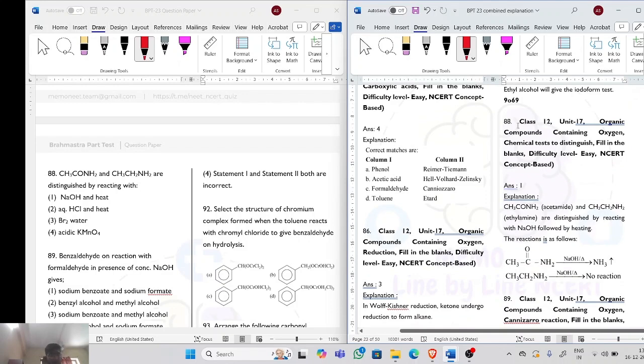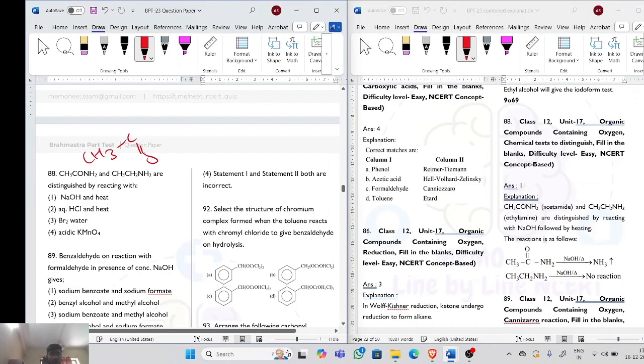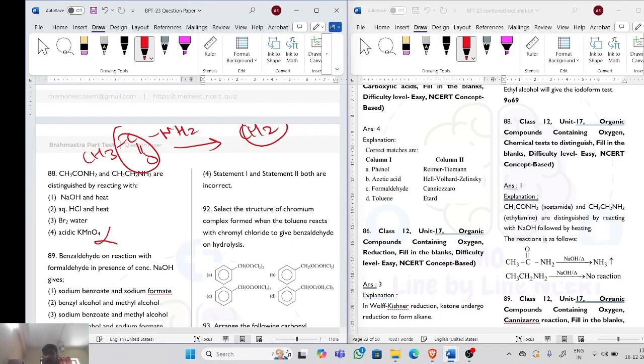Now question number 88. We are given CH3-CO-NH2, and we want this group to reduce to a CH2 group. Which of the following reactants can we use? First of all, acidic KMnO4 is used for oxidation, hence it can't be used. And then clearly we can see NaOH and heat. NaOH and heat can reduce this amide group to a CH2 group. Hence, option number 1 will be our correct answer.